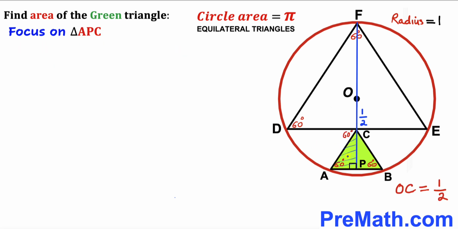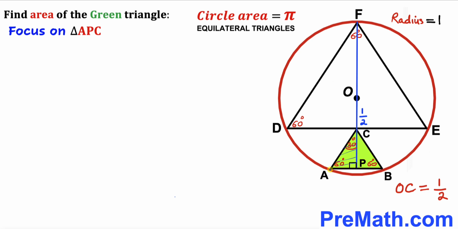And here's our next step. Let's focus on this small right triangle APC. We can see that this line FP is an angle bisector. So if this whole angle is 60 degrees, then this angle has got to be 30 degrees, and likewise this angle is going to be 30 degrees as well.